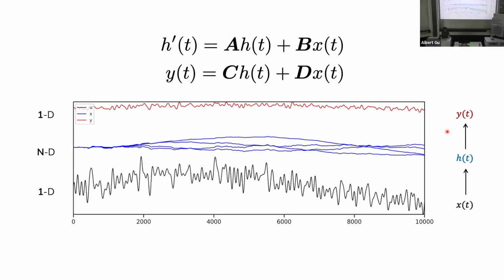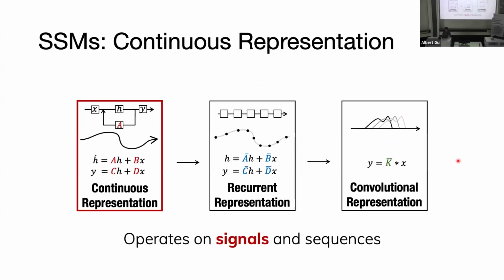Okay, and so that's all these two equations are. As a whole, these two equations define a map from an input function x to an output function y through this higher dimensional latent state h. So they're actually mechanically quite simple. And this already completes the first property that I was going to mention.